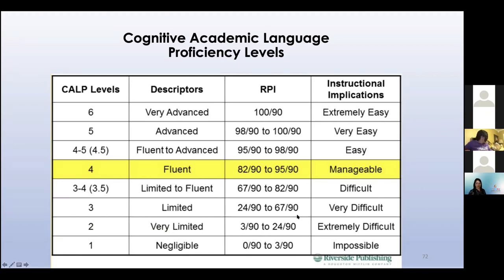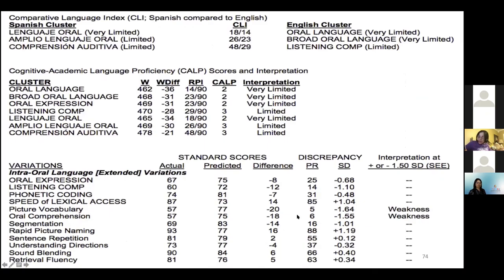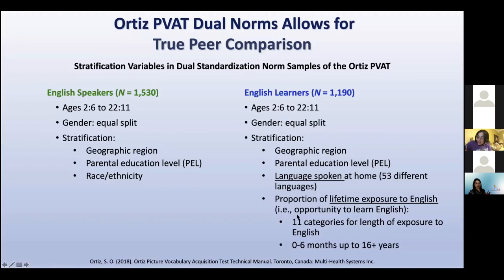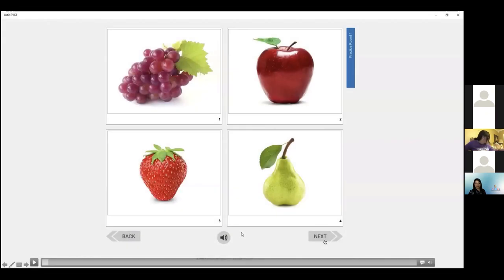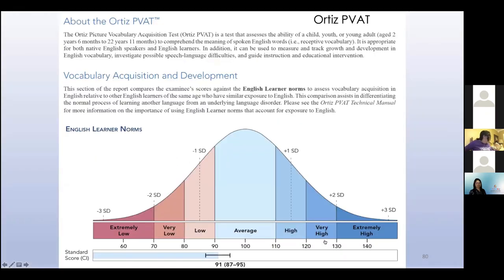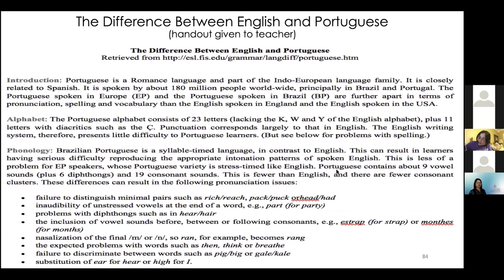So it's important. So then once I finish doing my evaluation, I do my interpretation. Then I usually try to find, for instance, the difference between English and Portuguese handout given to the teacher. So this, I Googled it. I literally Googled it and I found it. So it's just additional information that you can use to help develop interventions.